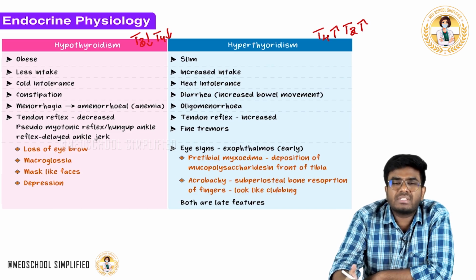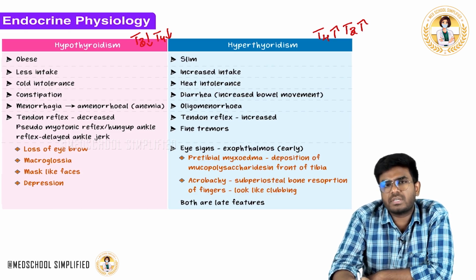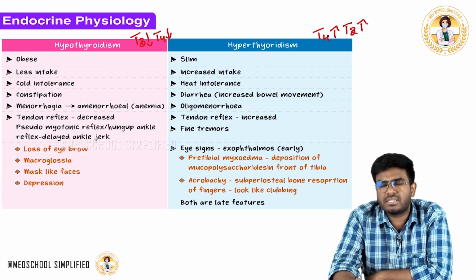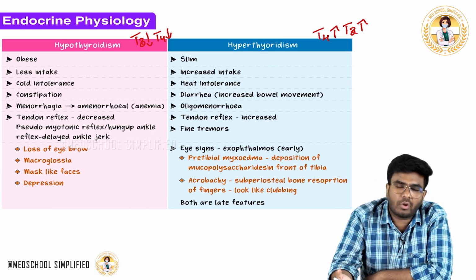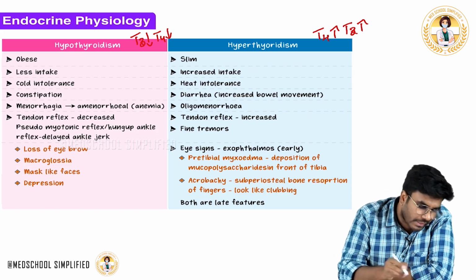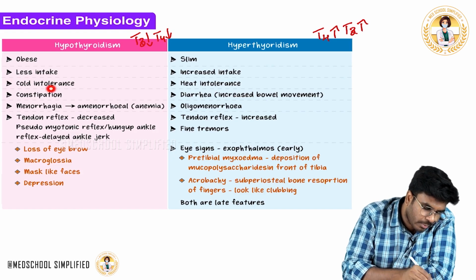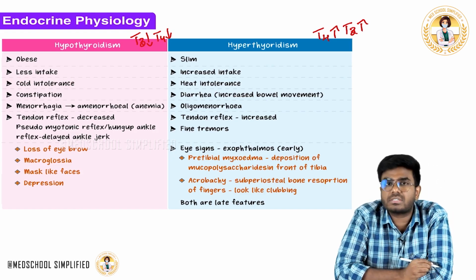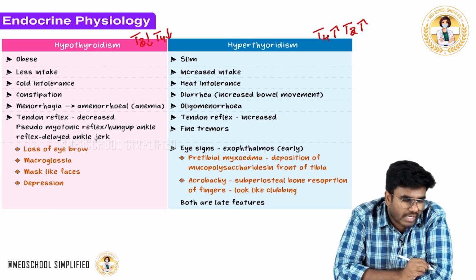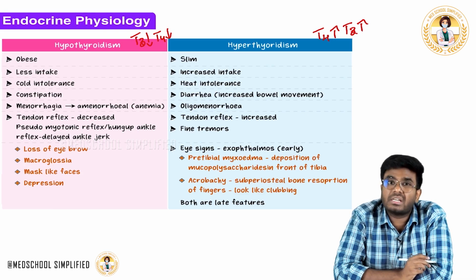If you ask this person to sit in an AC room, he cannot stay there. Why? Because his body temperature is already low. So he will like to sit in a hot environment, and if you ask him to sit in a cold environment, he cannot sit there. So that is cold intolerance. Hypothyroidism patients will have cold intolerance. Now about GI motility: thyroid hormones increase the GI motility. Now in these patients, no GI motility is seen. No GI motility means constipation.